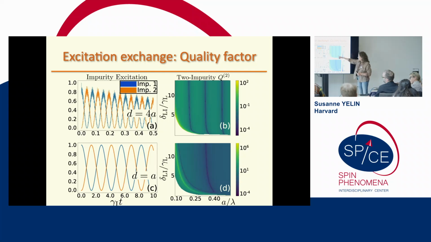And here these parameter plots have a over lambda on the x-axis and the detuning on the y-axis. And as we can see, we can get quality factors of up to 10 to the 6 or so if we choose our parameters the right way. So with that, we can do a couple of nice things.